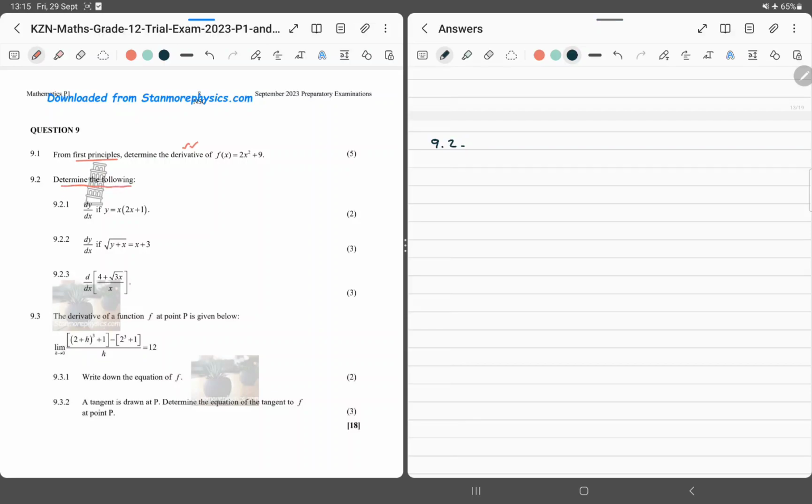9.2 says determine the following. Easy. So dy over dx if y is equal to that. So that y is not proper, so we need to sort out that y. 9.2.1. We know y is equal to x times 2x plus 1, which means y is going to be 2x squared plus x. So therefore, dy over dx is going to be 4x plus 1. And that is the answer. So essentially, writing this into that format was an important gymnastic, and essentially that answer.